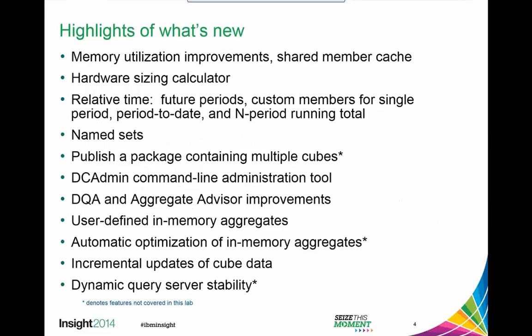So you can see this is a long list of some of the new things that have come out of Dynamic Cubes and Cognos BI since last time. These are just quick bullet points, little highlights. We've made tons of memory utilization improvements, including being able to share dimensions and share parts of the member cache, which helps to reduce memory footprint a lot. There's a memory hardware sizing calculator that's now available as part of Cube Designer.